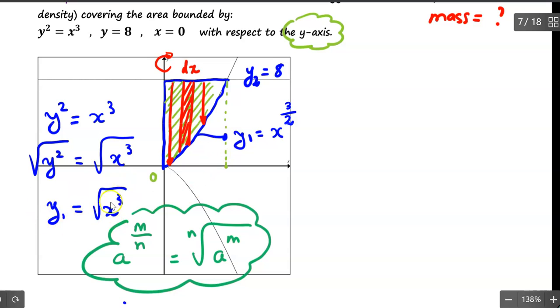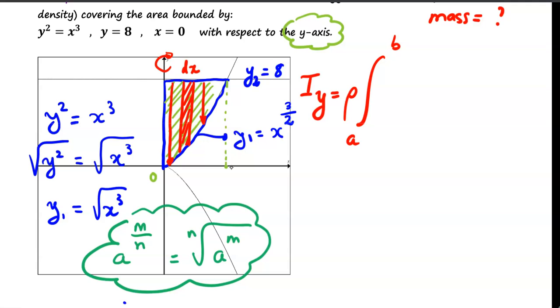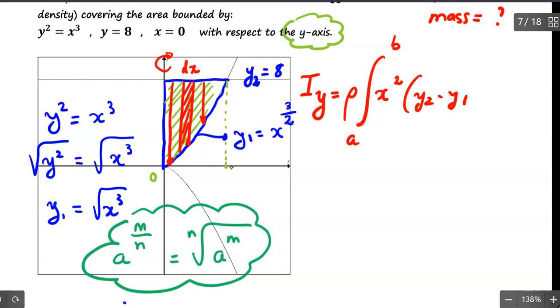But we are going to leave it like this, y1 equal to the square root of x to the exponent 3, so that we can solve for the upper limit, this point right here. Before we do that, I would like to review the formula to find IY. To find IY, the moment of inertia with respect to the y-axis, will be equal to rho, the integral from a to b, because we are working with the vertical element, of x squared times (y2 minus y1) dx.